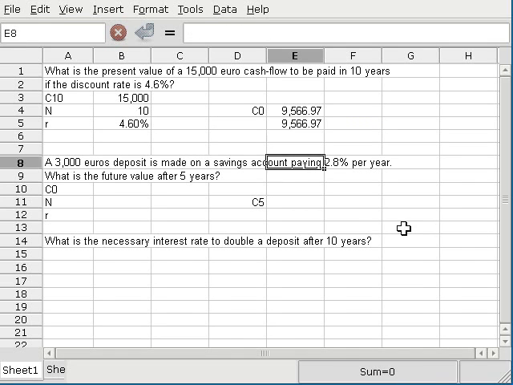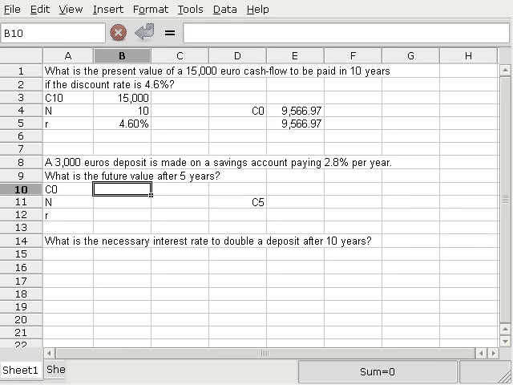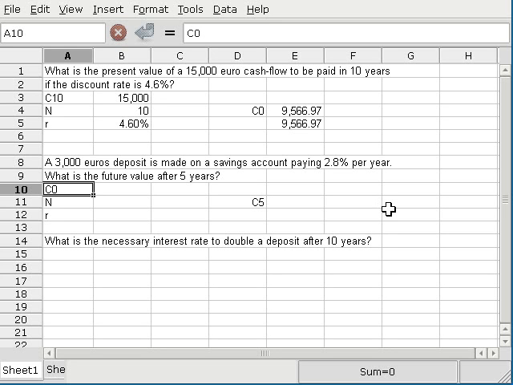Now let's try the second one. A 3,000 euro deposit is made on a savings account paying 2.8% per year. What is the future value after 5 years? Then here we know the present value of the deposit because we deposit the money now, so it's 3,000. The number of years is 5 years and the rate is 2.8%. And we are looking for the future value in year 5, which is C5.